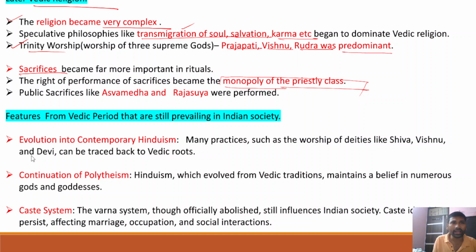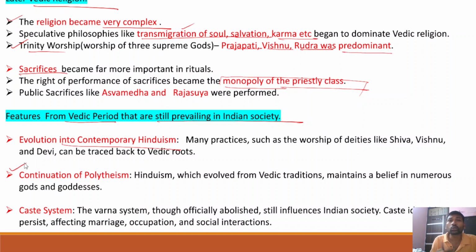Now we have discussed the society and religion in both the Vedic age and later Vedic age. Now we need to discuss the second part of the answer: features from the Vedic period that are still prevailing in Indian society. Firstly, evolution into contemporary Hinduism. The contemporary Hinduism which we practice has evolved from the Vedic age. That is, the worship of Shiva, the worship of Vishnu, Shaivism, Vaishnavism, idolatry, and worship of God in multiple forms all evolved from the Vedic age itself.